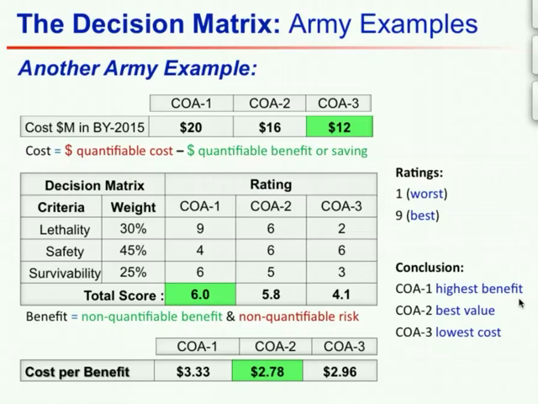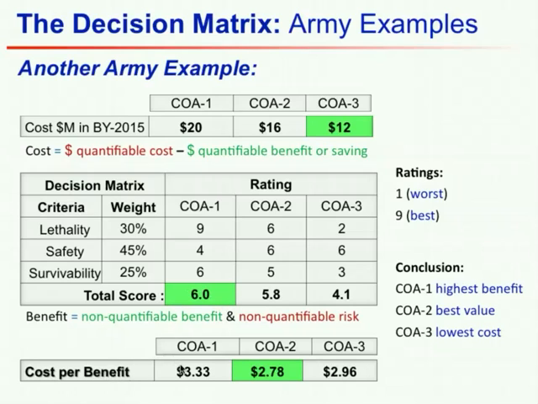Another Army example, this is straight from a presentation, the Army CBA presentation. And what we have here, so here's the cost of the different courses of action, 20, 16, 12 million dollars, $20 million, $16 million, $12 million. Decision matrix, so we have these weapon systems, I guess, lethality, safety, survivability. The different weights that are assigned, again, in this example, they sum to 1. They don't necessarily have to. The scores, the ratings, are given to the different course of action. We get a total score for each course of action.